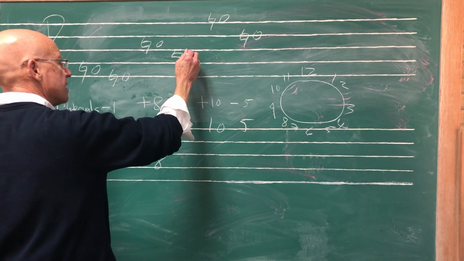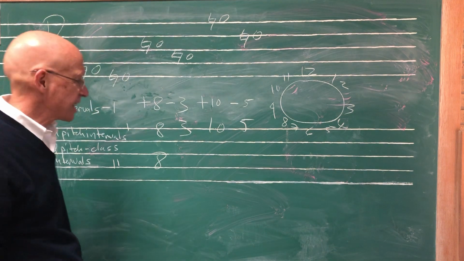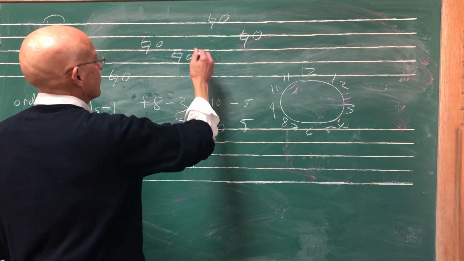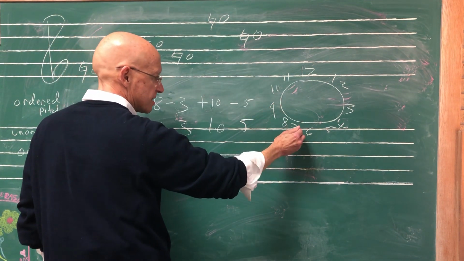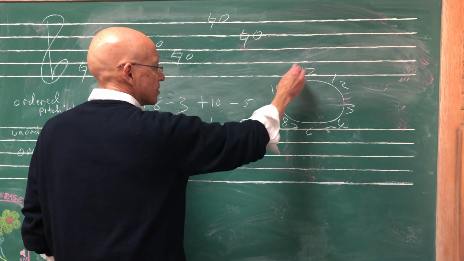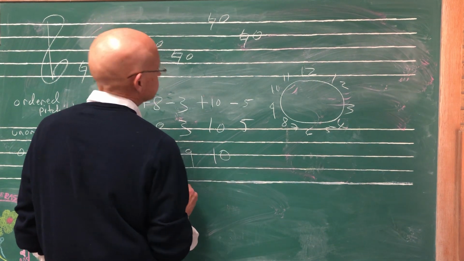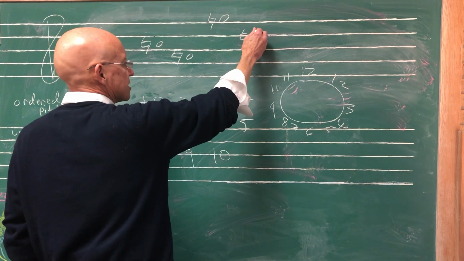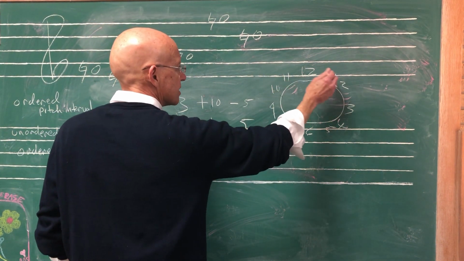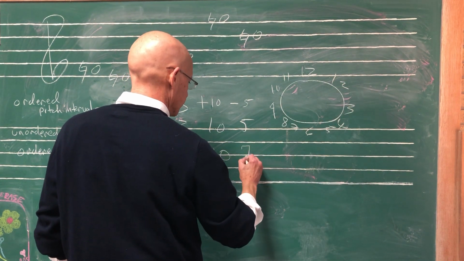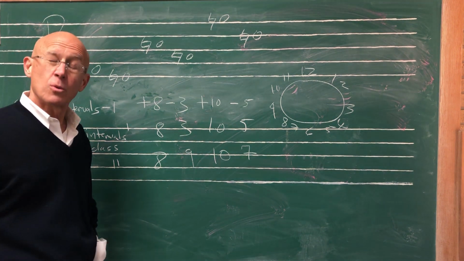C, clockwise to A. 12 clockwise to 9. 1, 2, 3, 4, 5, 6, 7, 8, 9. A, clockwise to G. 9 clockwise to 7. 1, 2, 3, 4, 5, 6, 7, 8, 9, 10. G, clockwise to D. 7 clockwise to 2. 1, 2, 3, 4, 5, 6, 7. And that, my friends, is how you calculate ordered pitch class intervals.